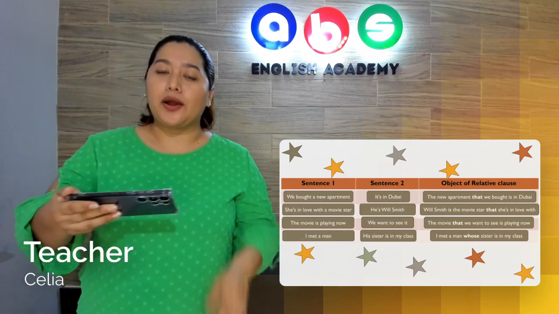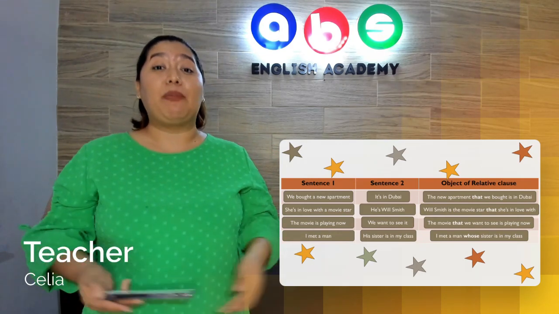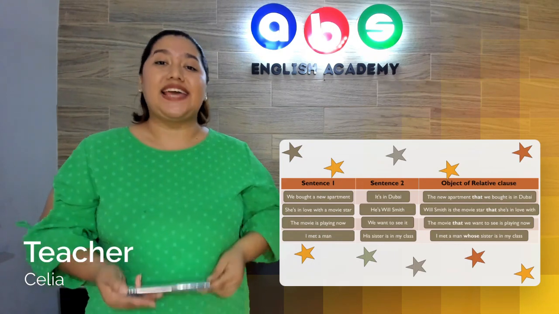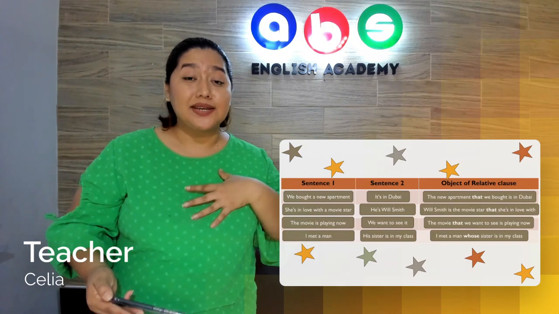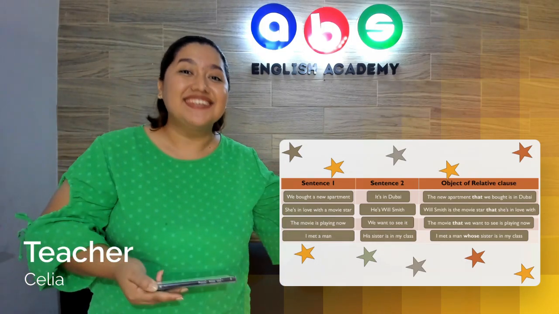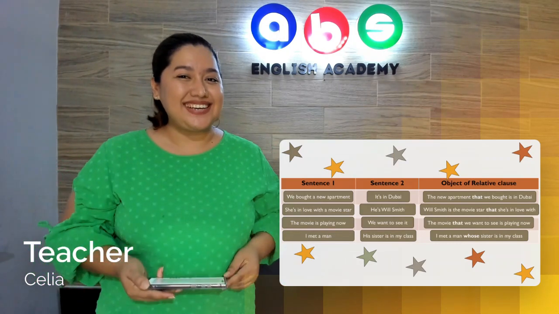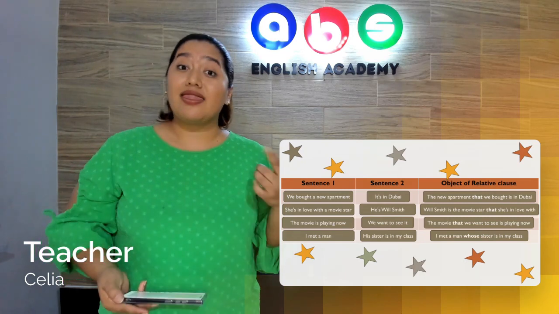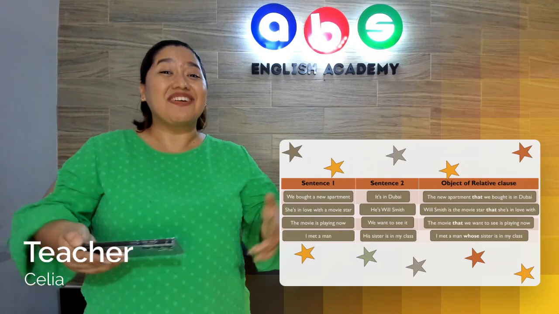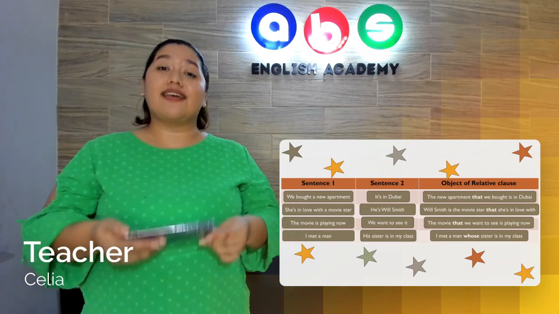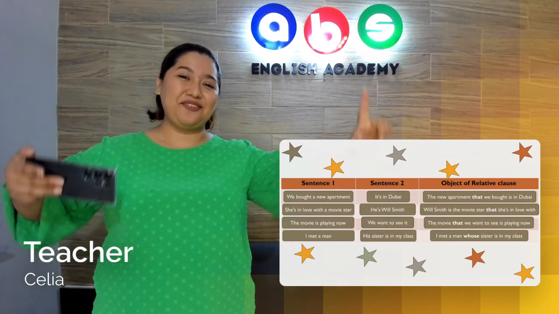Come on, sentence 1: we bought a new apartment. Sentence 2: it's in Dubai. In this case, we are not talking about we, right? We are talking about the apartment. So, how can we connect these two ideas? Well, the new apartment that we bought is in Dubai. Right, the apartment was the start. In this case, we use that. This is it, a relative pronoun for objects. Come on, let's see it in full now.